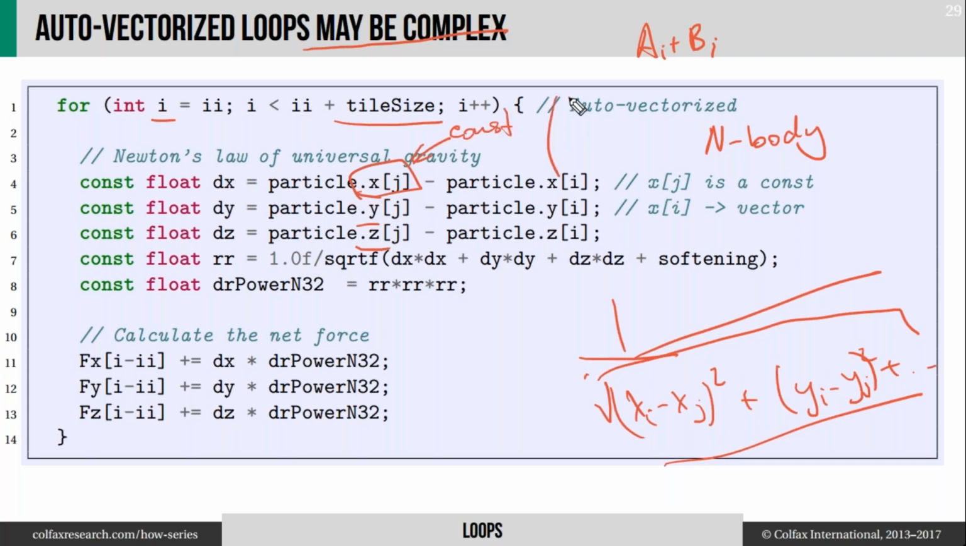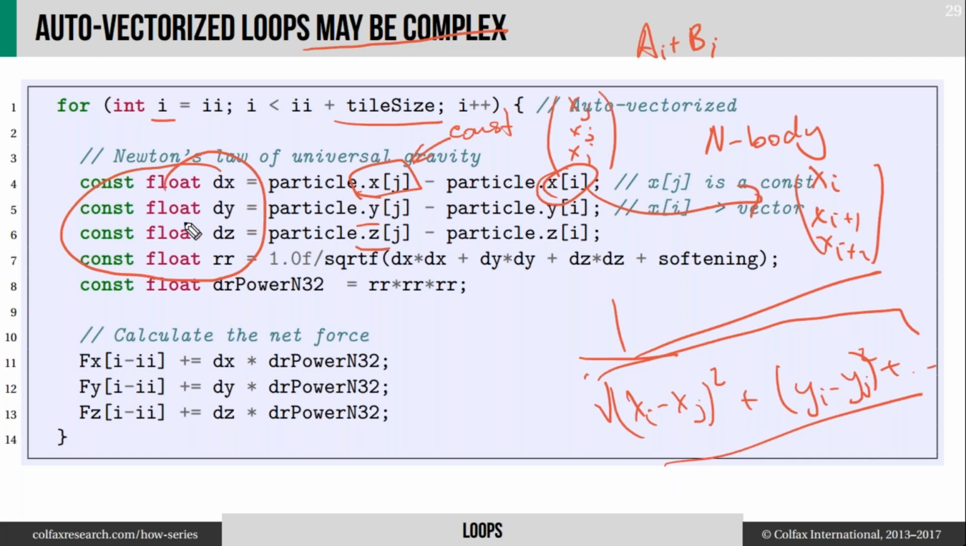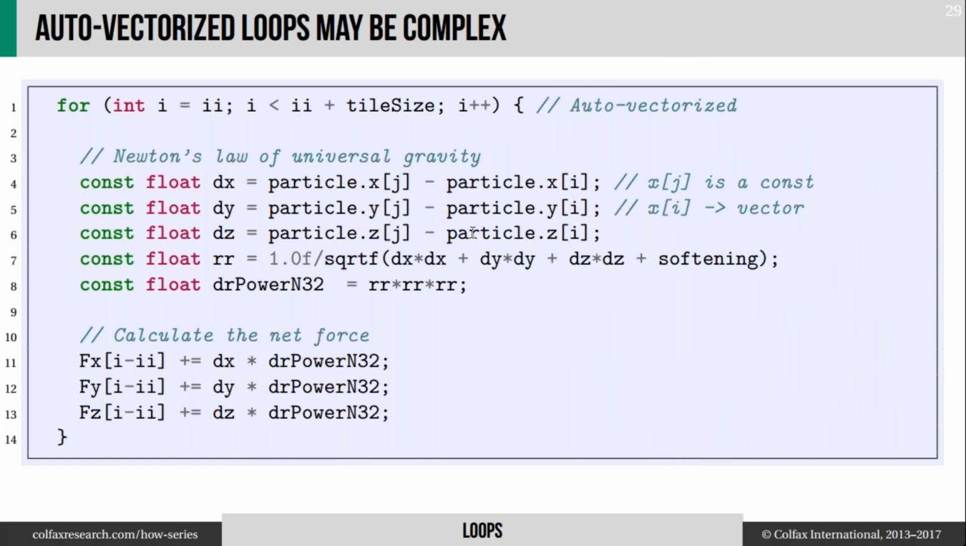So the compiler will turn it into a vector containing xj in every vector lane. This is not a constant, so the compiler will turn it into a vector containing xi plus 1, xi plus 2, and so on. All of this will become vector instructions. The reciprocal square root will become a vector instruction. If you have vector reduction, well, not in this case, but if you did reduce into a scalar, it is still vectorizable. So auto-vectorized loops can be quite complex.